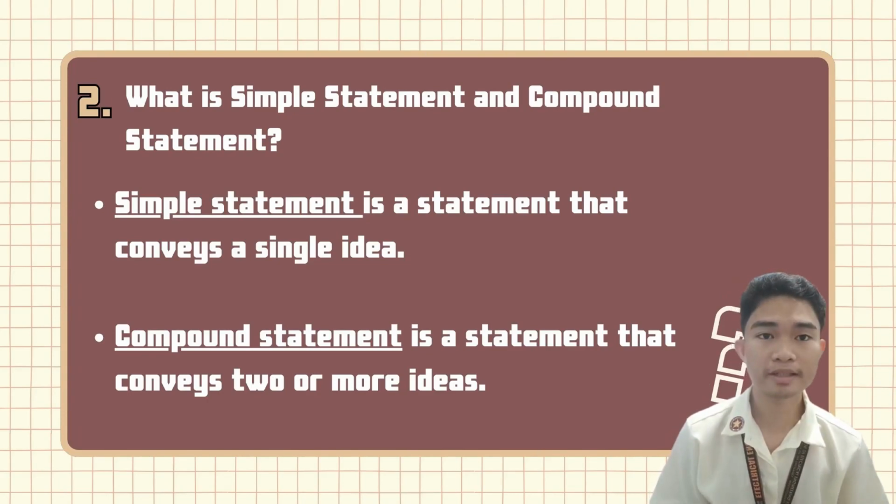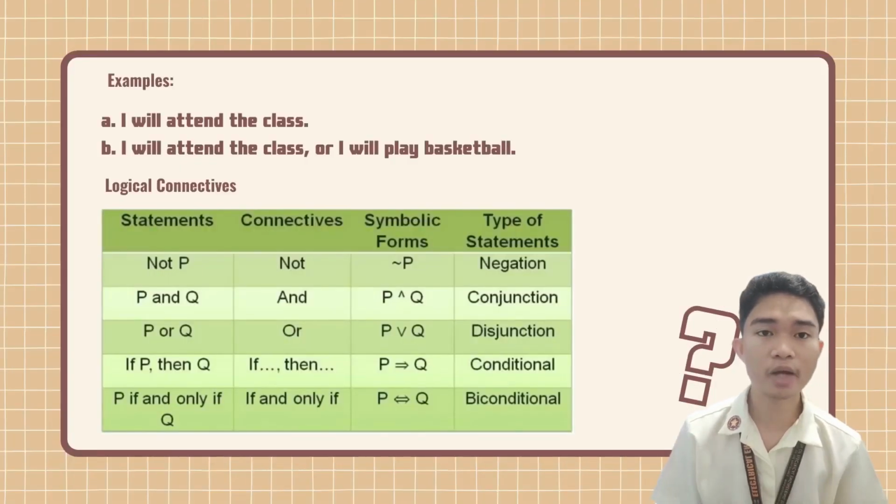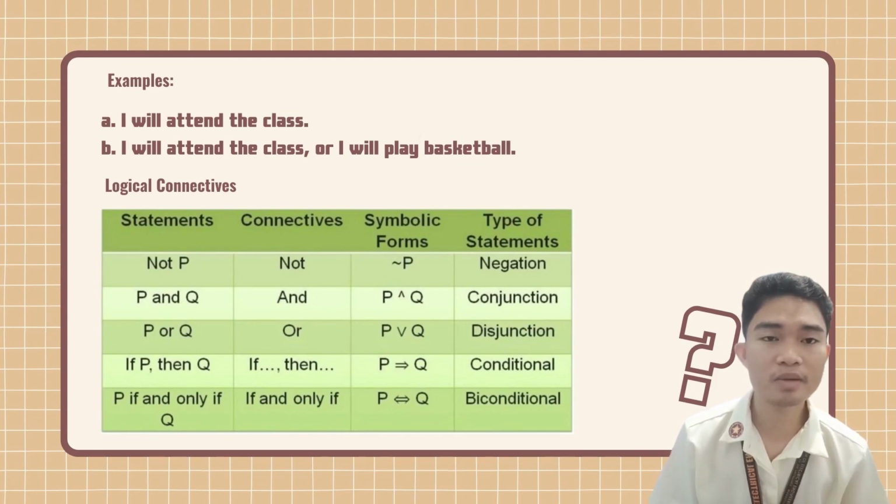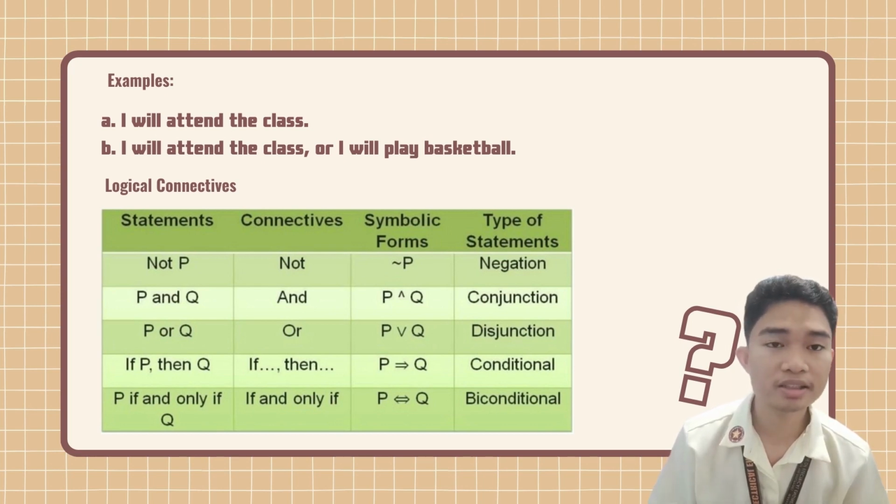What is a simple statement and a compound statement? A simple statement is a statement that conveys a single idea, while a compound statement is a statement that conveys 2 or more ideas. So for example, I will attend a class. In this example, you can see that there is only one idea. So this is a simple statement. And in the next example, I will attend the class or I will play basketball. In this statement, there are 2 ideas. So this is a compound statement.